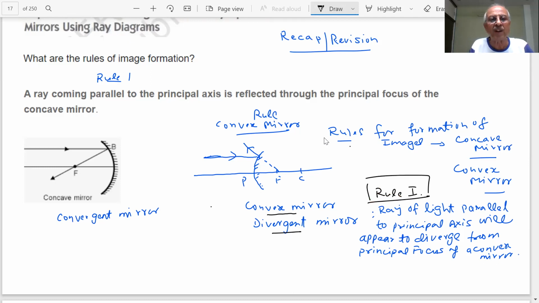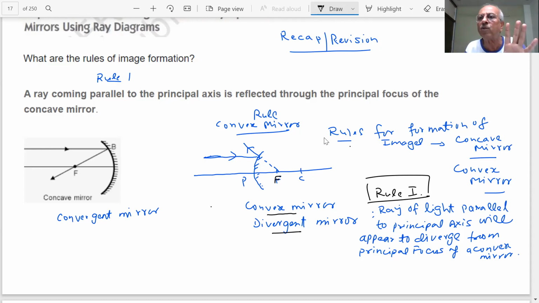Note down for a convex mirror. This was Rule 1 for the concave mirror. You see the difference? This is a convergent mirror: a ray of light parallel to the principal axis passes through the focus. Here, a ray of light parallel to the principal axis will appear to diverge from the focus of the convex mirror. This is the focus. Is it clear? Rule 1, note down. You can see I am comparing the concave mirror and the convex mirror.